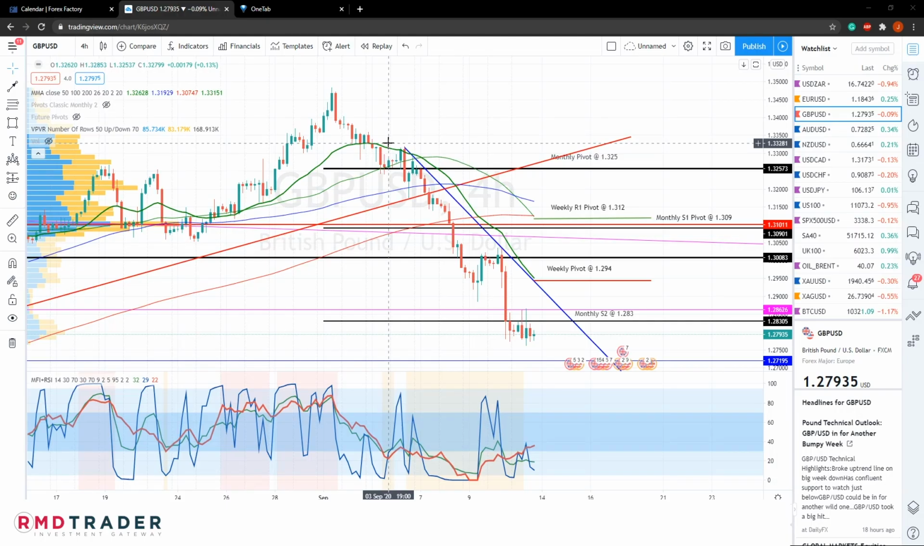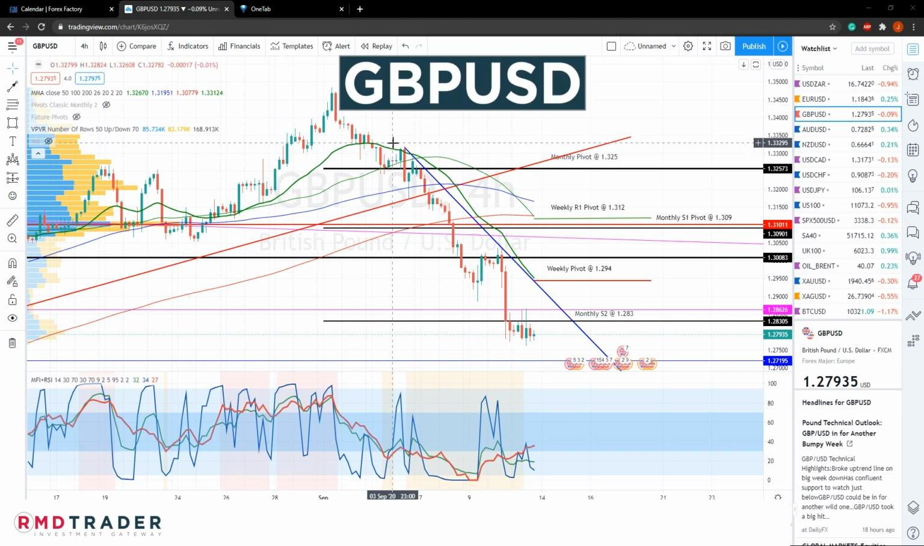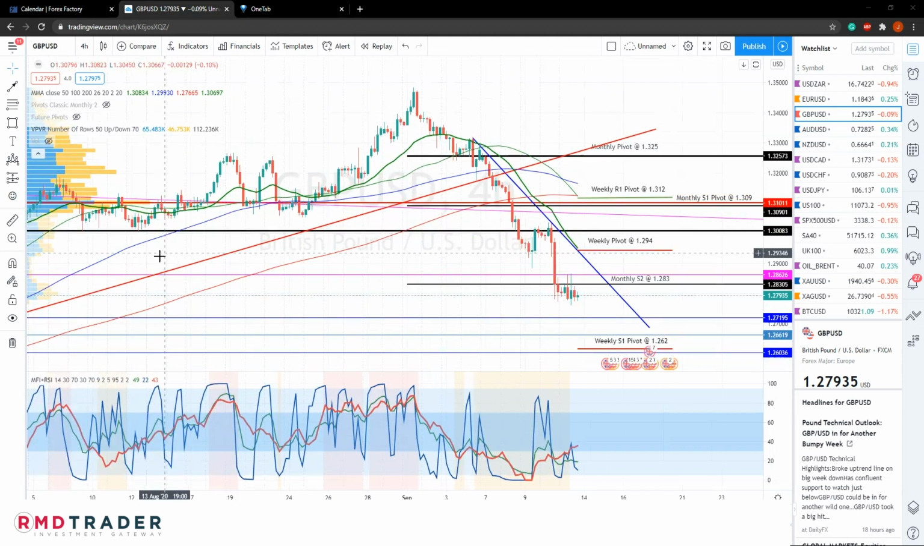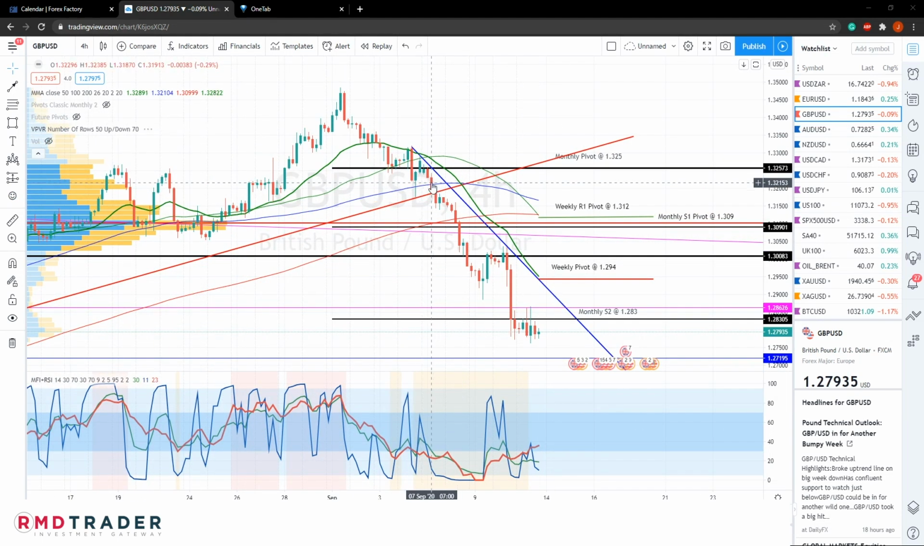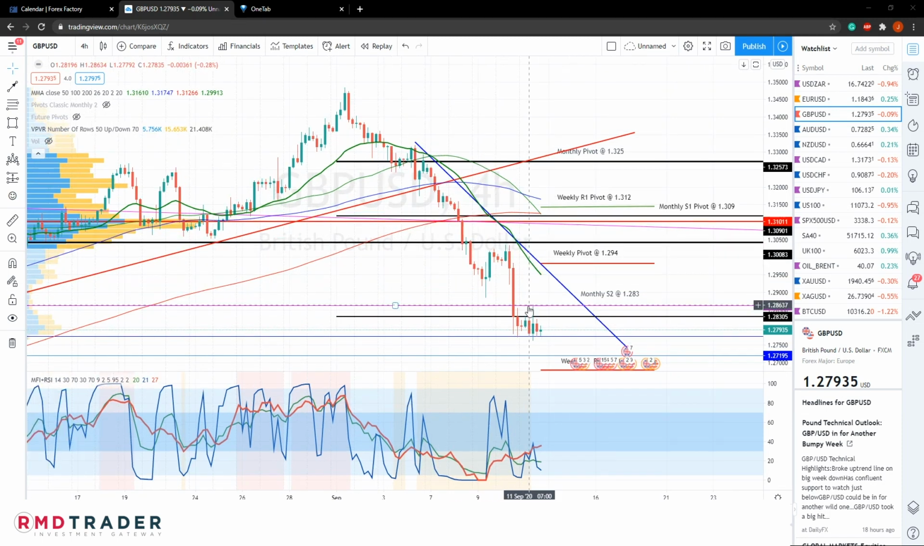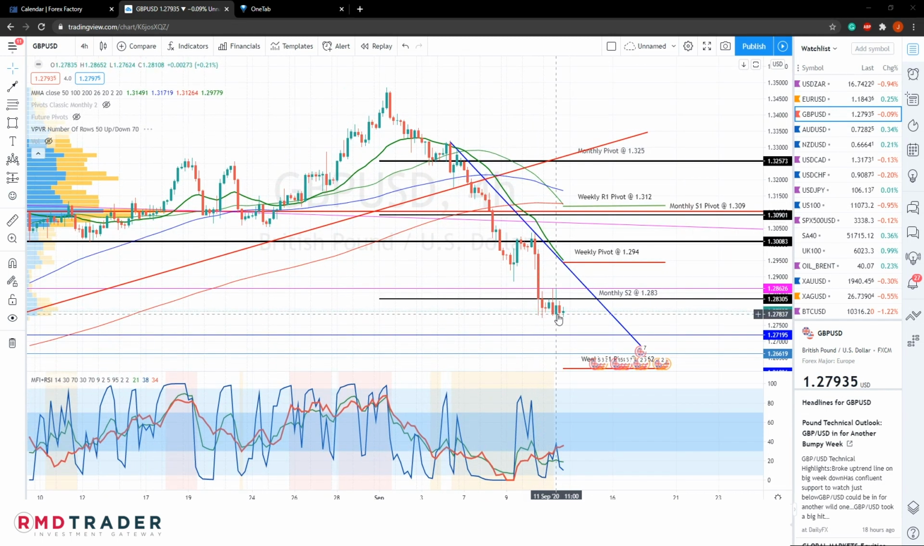Moving on to the GBPUSD, last week saw price break below our bullish channel, and that broke our 4-hour 100 SMA as well as our 4-hour 200 SMA. That quickly took price quite a bit lower, with price currently very oversold.